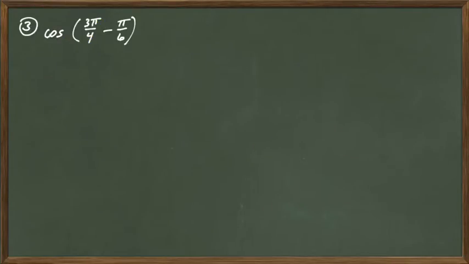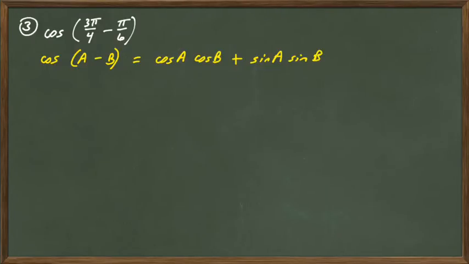If you look at 3, it's a cosine of something minus something. That makes it cosine of A, cosine of B, the opposite, so it's plus sine A times sine of B. So let's fill this in. Cosine, cosine, plus sine, sine. What do I put in place of A, or alpha? 3 pi over 4. And how about the B? The B is pi over 6.